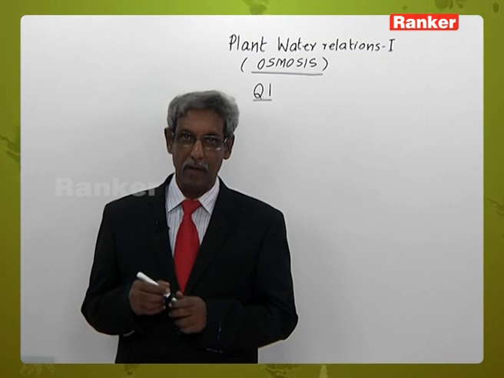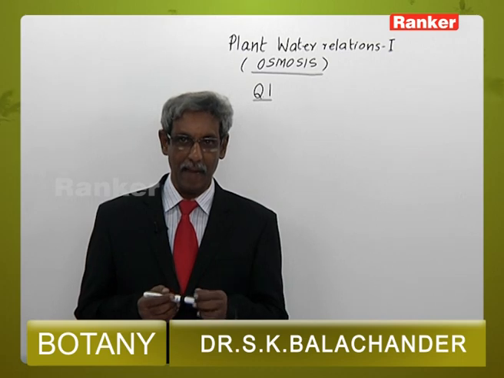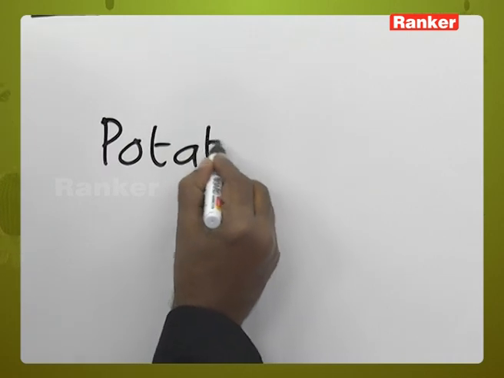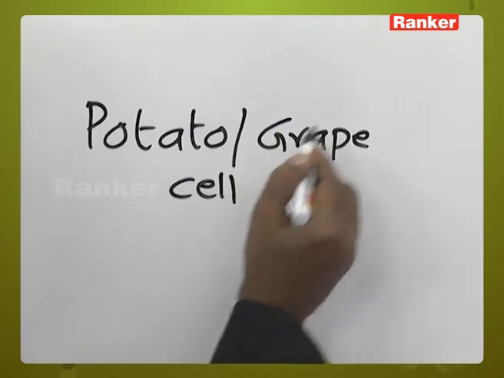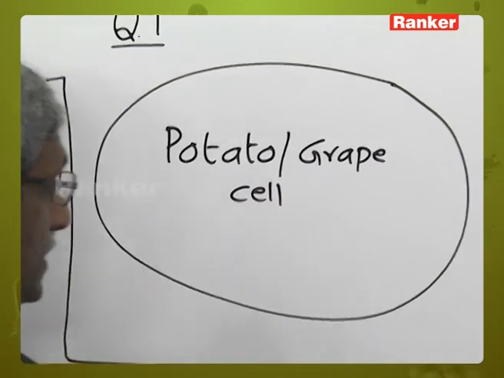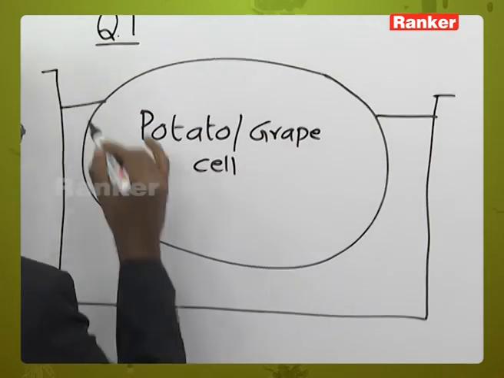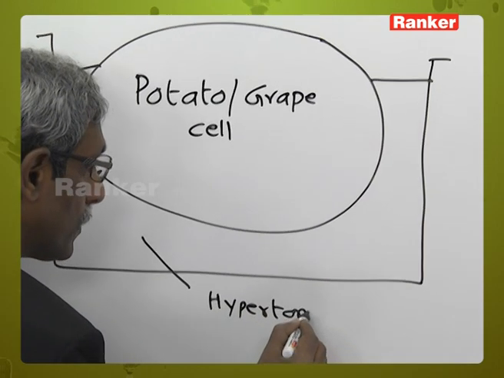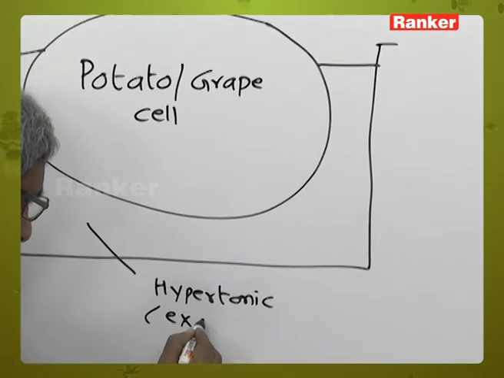When we take any biological tissue like a potato tissue, or a cell of grape, the grapefruit cell, the potato tuber, which has a semi-permeable membrane, and you immerse it in a solution which is primarily hypertonic. Now, when you say hypertonic solution, it means excess salts.